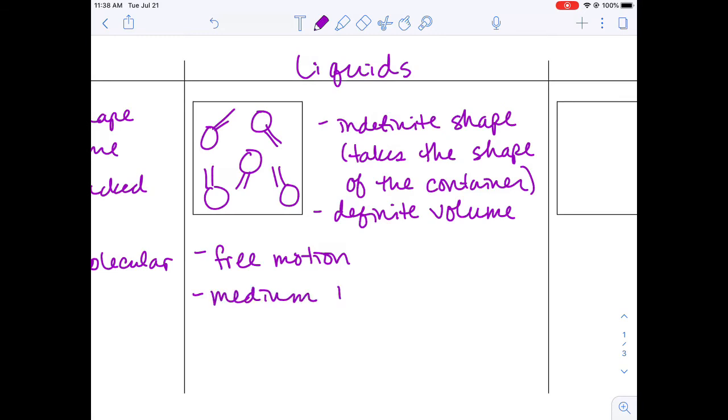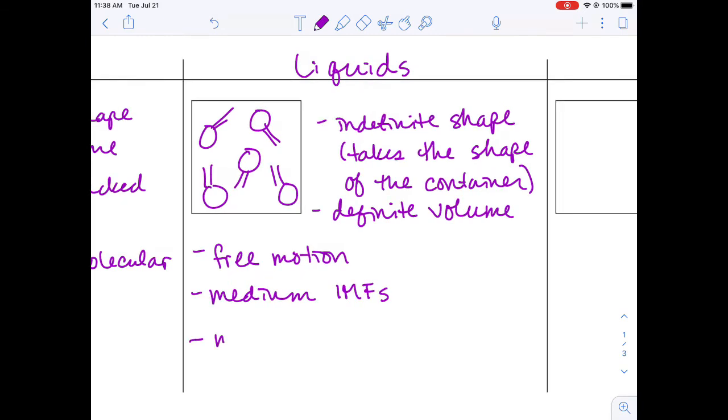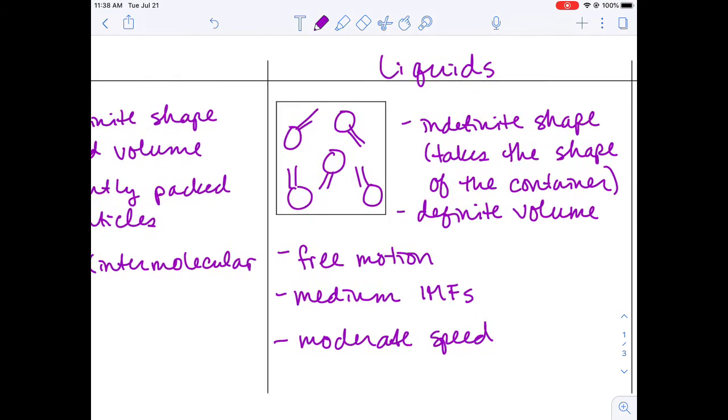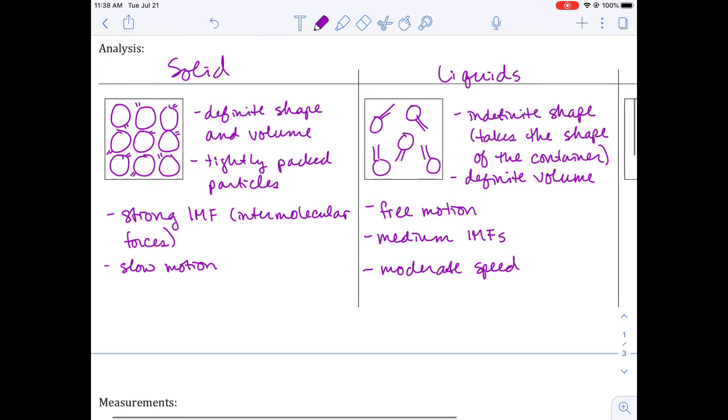They have significantly less intermolecular forces. There's still some attractions holding them together, but they're just not very strong. And they're moving a little bit faster than solids. They're moving at a moderate speed.